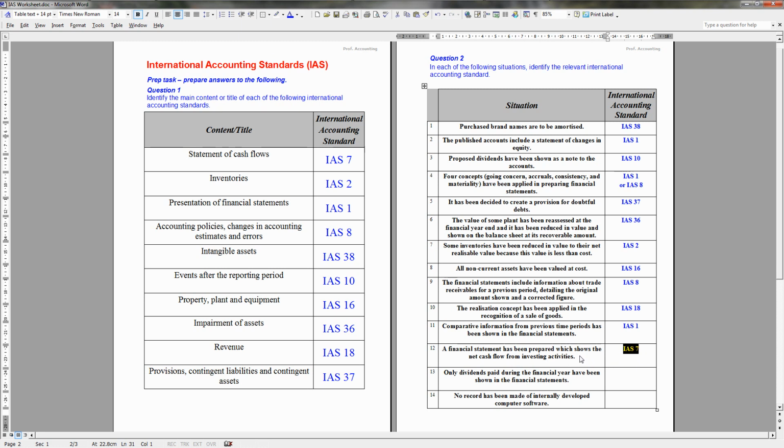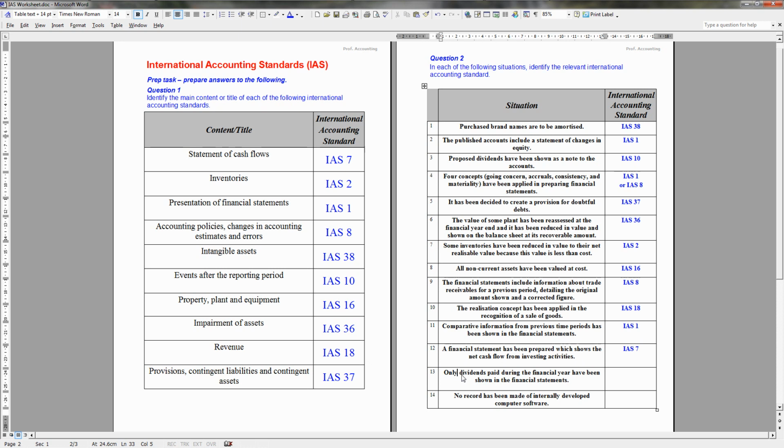13. Only dividends paid during the financial year have been shown in the financial statements. So again, put this one in there. It relates to which other one? Well, there's another dividend up here. See number 3? So proposed dividends. So this one is interesting. How does it relate to number 3?